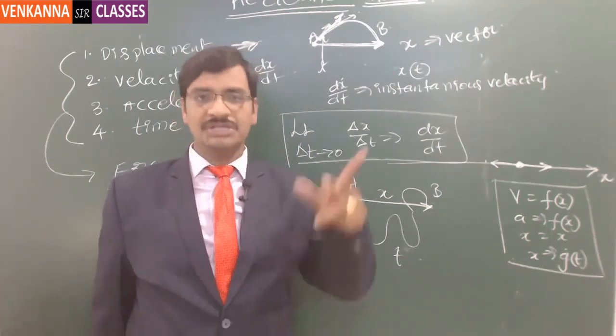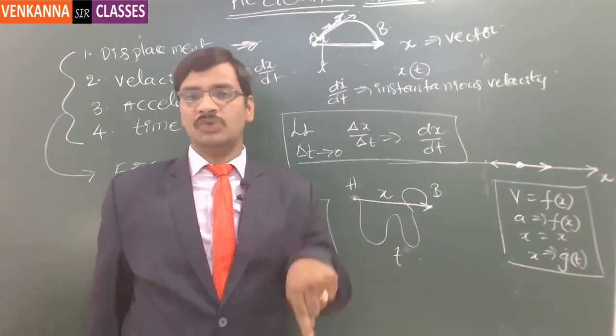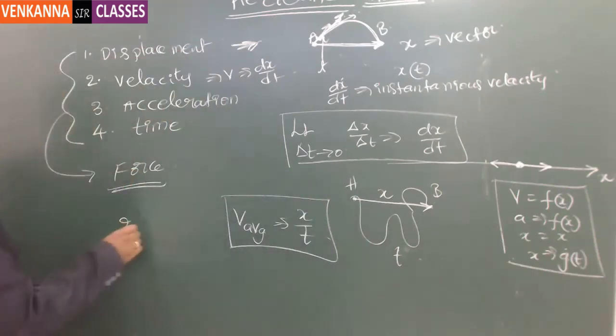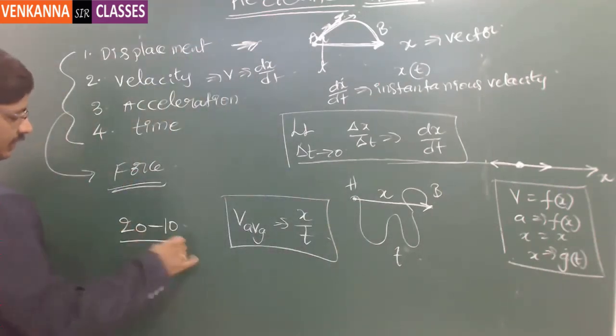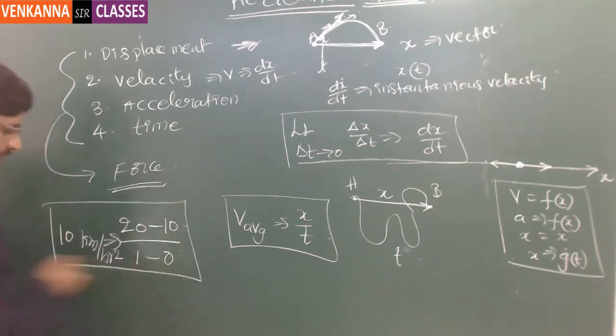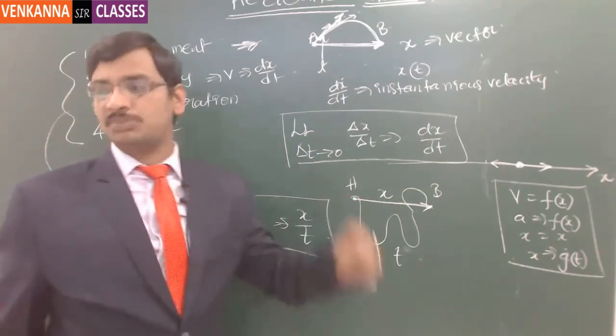That means I have changed the velocity from 10 kilometers per hour to 20 kilometers per hour within 1 second. And that's my acceleration: 20 minus 10, divided by 1 second. So this is 10 kilometers per hour squared, the acceleration with which I am raising my speed.